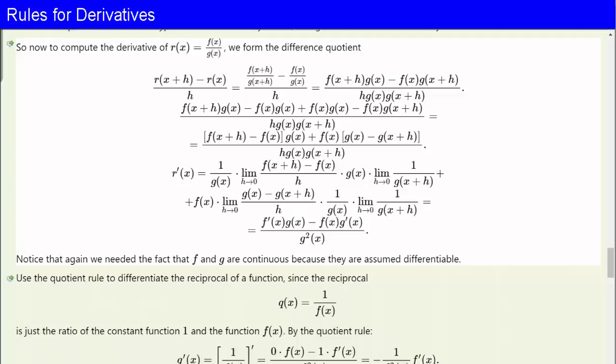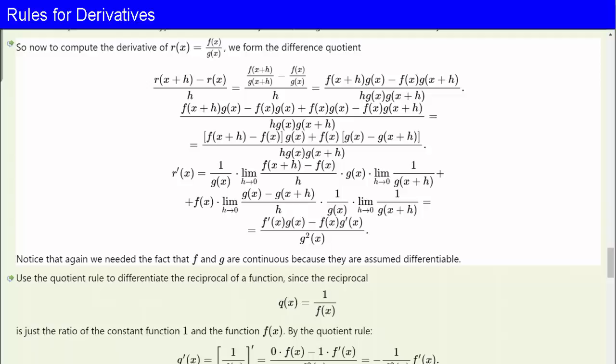The numerator is f of x plus h g of x minus f of x g of x plus h, and the denominator sort of looks like h times g squared, except it's really g of x times g of x plus h. Now we do the old add and subtract trick to get ratios that look like difference quotients for the functions f and g. The term we add and subtract in the numerator is f of x g of x.